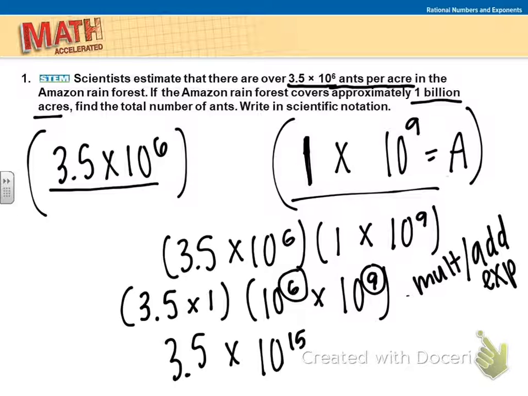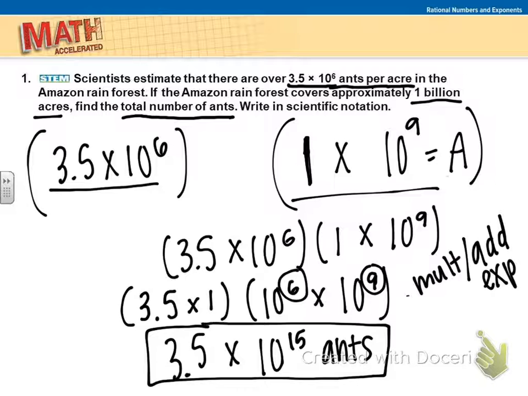So what is this number representing, though? It represents the total number of ants, right? So I would say there's 3.5, or 3 5/10, times 10 to the 15th power ants in the Amazon rainforest. Okay? Yep, that would be a lot of ants.